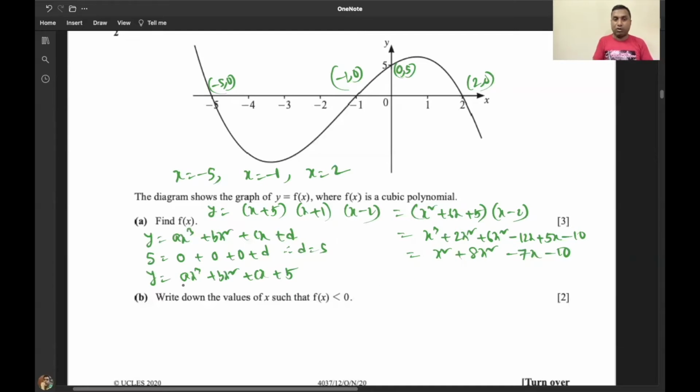Now if you compare these two expressions, here this is minus 10, this is plus 5. So let me make these similar. For this reason we will multiply this one by minus half. So it becomes minus half x cube minus 4x square plus 7 by 2 x plus 5. That means the answer will be y equals this, the equation for this graph.